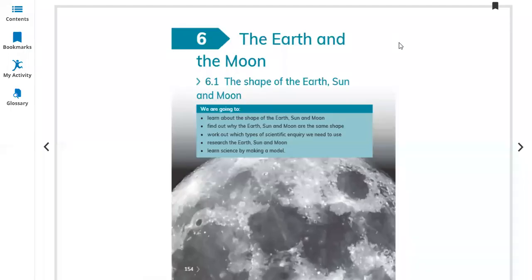Hello everyone, today I'm starting Unit 6, the Earth and the Moon. Lesson 6.1, the shape of the Earth, Sun and Moon. So in this lesson we are learning about the shape of the Earth, the Sun and the Moon. Let's start.